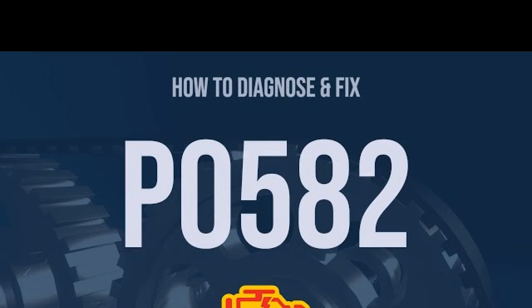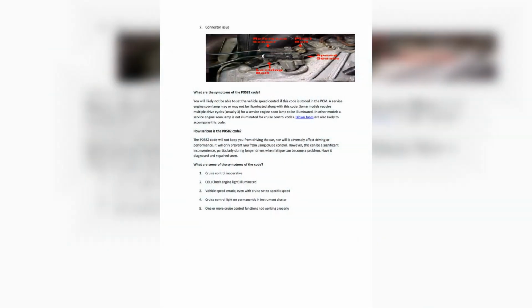What repairs can fix code P0582? A number of repairs can fix code P0582, depending on the actual underlying cause. These may include replacing a cracked or damaged vacuum line, replacing a faulty one-way check valve, replacing a faulty cruise control vacuum solenoid, replacing blown fuses.